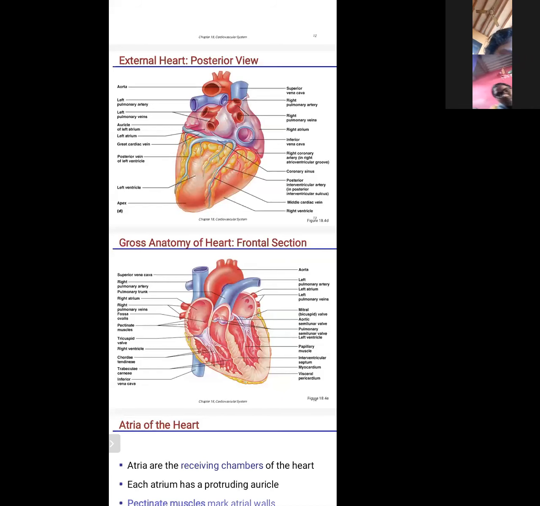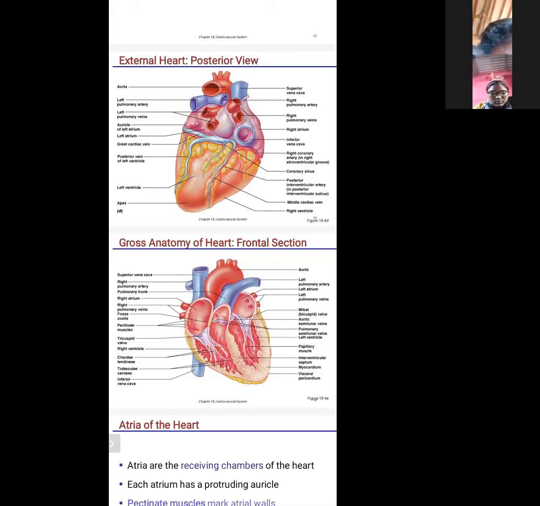Normally, in our body, veins always carry deoxygenated blood. Veins look slightly greenish-bluish in color. You can see arteries are always red in color, because it is oxygenated blood. But in the heart, pulmonary arteries carry deoxygenated blood, and pulmonary veins carry oxygenated blood.